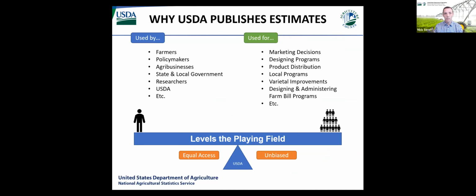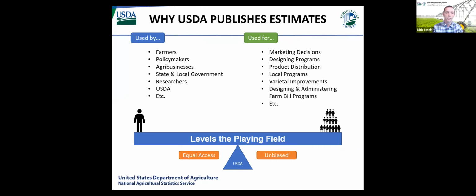So why would the USDA publish this data? Why is it important? Well, first, it's used by farmers, it's used by policymakers, agribusinesses, and it's used for marketing decisions. It's used to develop farm programs. So while a producer may not always see the direct impact to them, extension economists are using it in their presentations when they're presenting to producers. Your local co-op is using NASS data as they're determining their marketing decisions. So it is used all around the agriculture industry, and there is a need for the data.